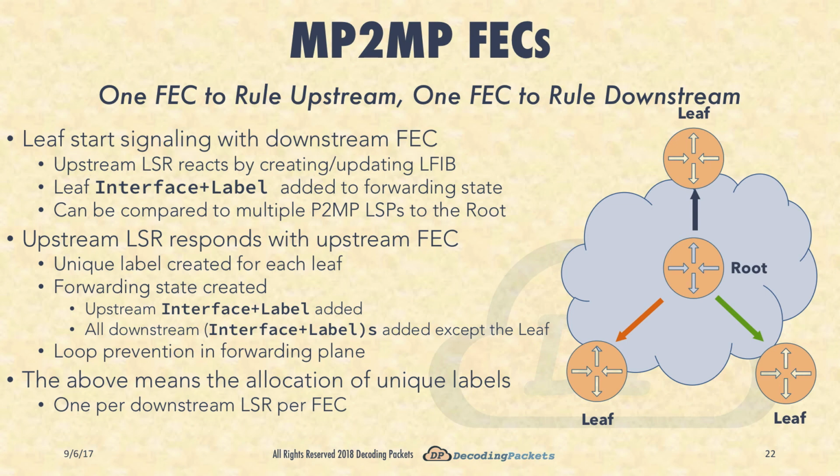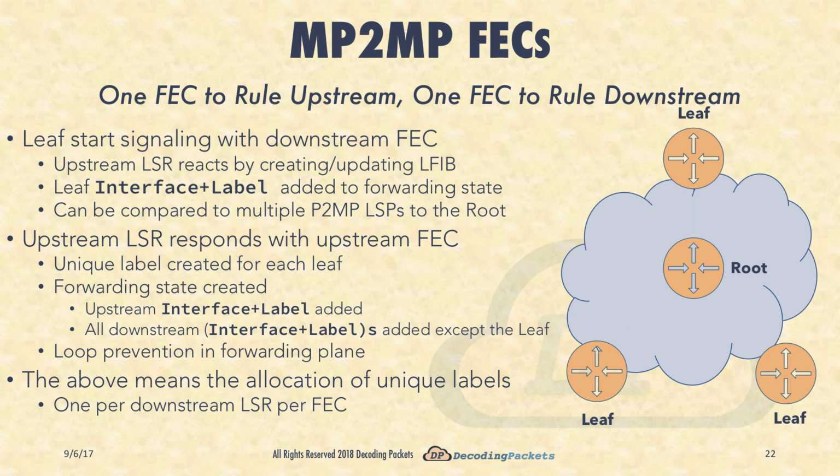The FECs shown here, blue, orange, and green, are identical in every single way except one. And that one is the label associated with them. Each one must carry a unique label. So this then allows for a unique forwarding state to be created for each interface because of these unique labels.